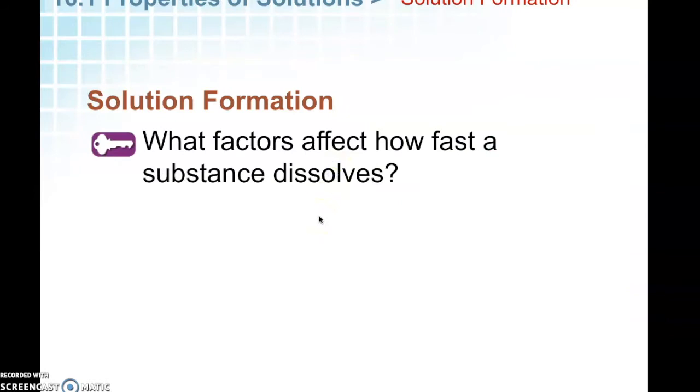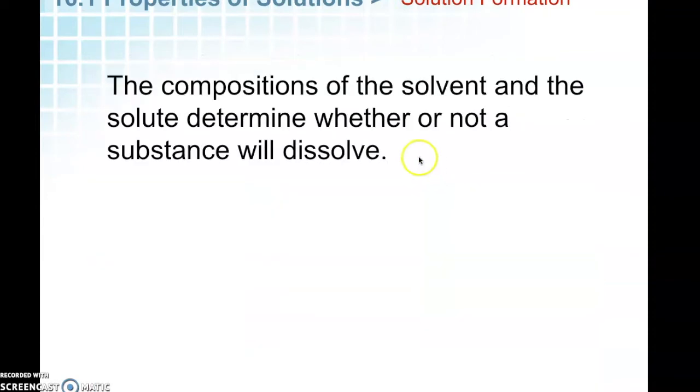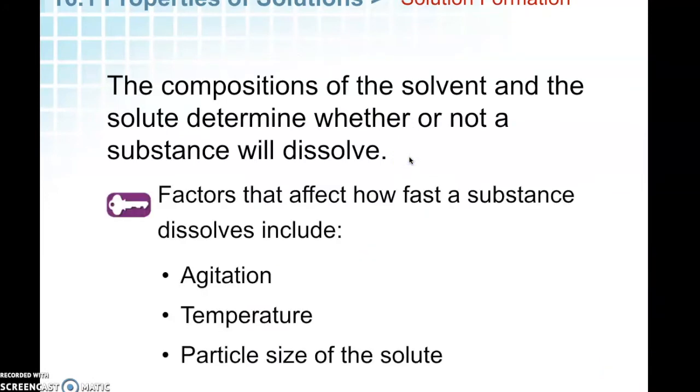So, what factors affect how fast a substance dissolves? We have three different situations here. We have iced tea with ice and a sugar cube. We have iced tea with granulated sugar, ice, and a spoon, and then we have sugar that was put into hot tea. Okay, so we're going to see which one makes things dissolve faster. The compositions of the solvent and solute determine whether or not a substance will dissolve. Factors that affect this are agitation, temperature, and particle size.